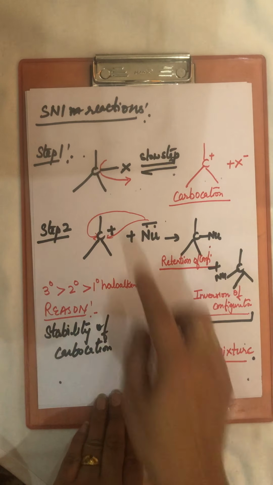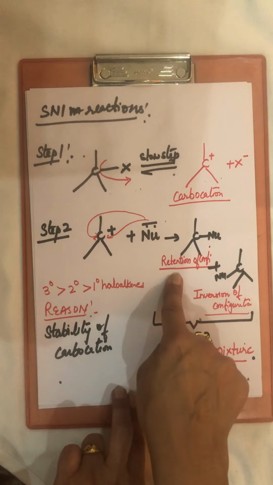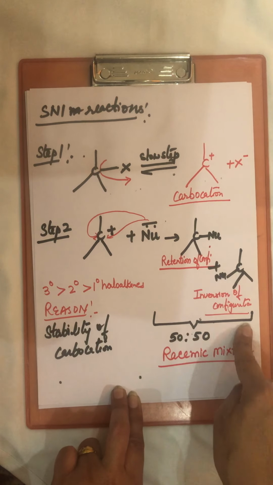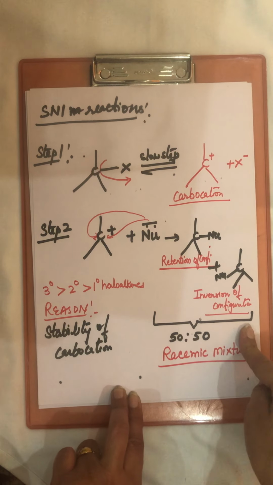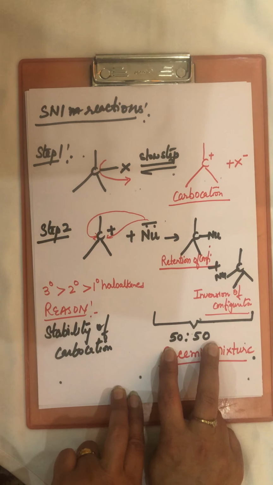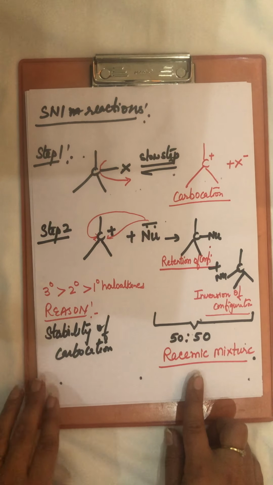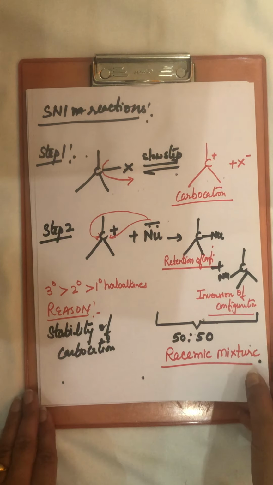In case of SN1 reactions, we are getting two products, one with retention of configuration, the other one with inversion of configuration. And if the two products are in equimolar amounts, in 50:50 ratio, then that product is known as racemic mixture. Now I'm taking one question based on the nucleophilic substitution reactions.